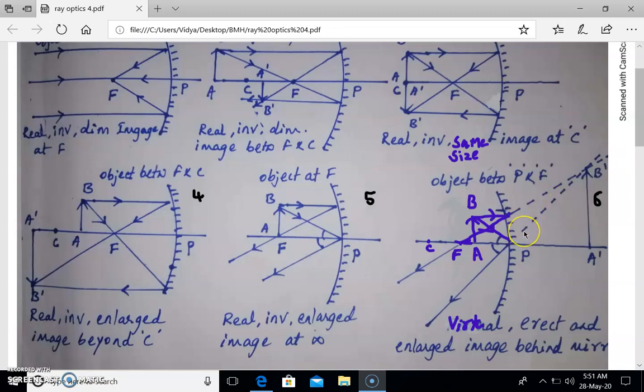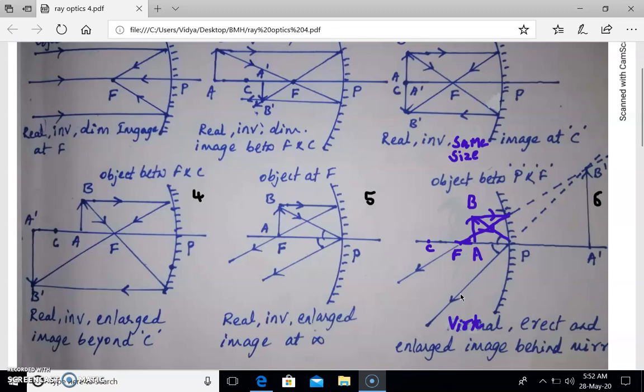The last case, the sixth one, when the object is placed between P and F, AB is the linear object placed between P and F. A ray parallel to the principal axis after reflection passes through the focus. A ray incident at P, following the second law of reflection, advances in that direction such that the angle of reflection is the same as the angle of incidence. Here both the reflected rays are diverging. If light rays are diverging, then they do not intersect or they do not meet.